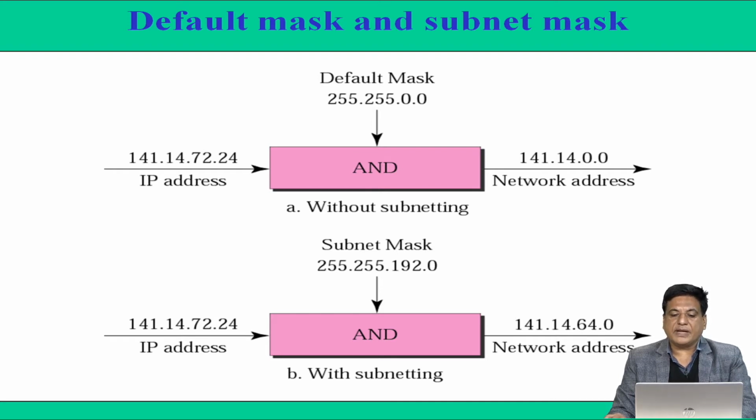It means we are creating 2 to the power 2, that is 4 subnets, and each subnet has 2 to the power 14 hosts. But in the default case, we have one network address and 2 to the power 16 hosts. In the second case we have 4 subnets and each subnet contains 2 to the power 14 hosts. So we are performing subnetting in which we have 4 subnets, and our network address starts with 141.14.64.0.